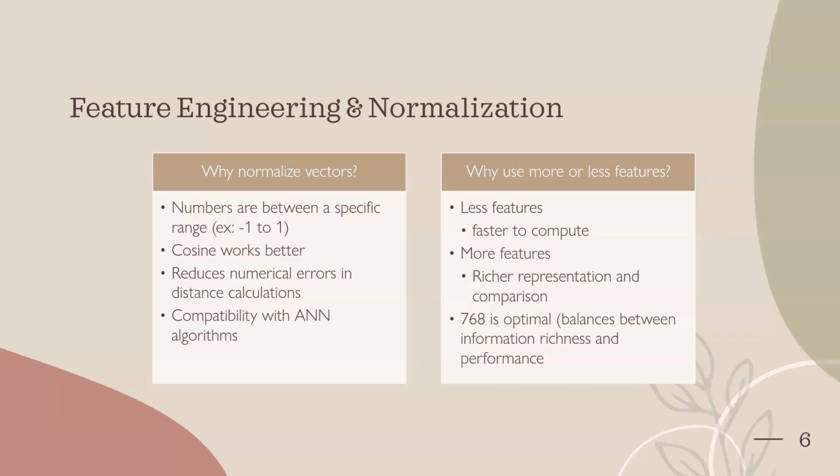And when vectors are normalized, it's very useful because methods like using cosine similarity, which determines the distance between vectors, typically work better. And vector normalization also makes calculations faster and reduces numerical errors in distance calculations, like cosine similarity. And then finally, normalized vectors are typically more compatible with methods such as ANN algorithms, and they make them faster and more accurate than if the vectors were not normalized.